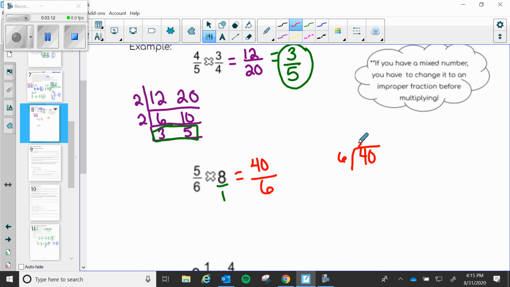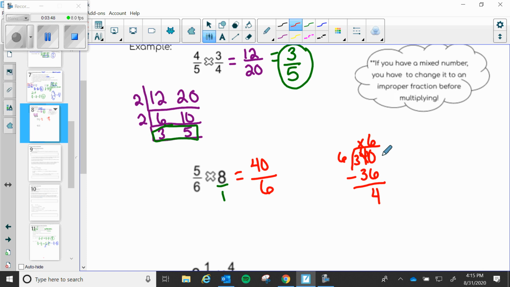So 6 cannot go into a 4, so I put a little X right there to show my place value. We're not putting anything in the tens place. 6 can go into 40. If you think about your times tables, you got 6, 12, 18, 24, 30, 36, and then the next one would be 42, which is bigger. So it would actually be 6 times. 6 times 6 would give you 36. You subtract that, which would leave you with 4.